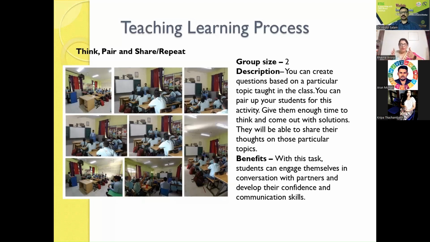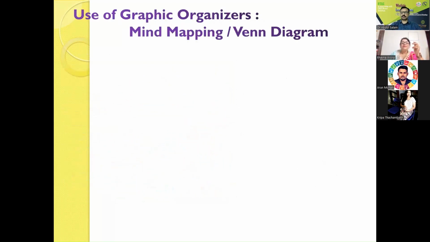With this, there's another activity that can be done, from twos to fours. So what can we do? Children who are sitting on the desks, they turn their faces. So from two, one pair discusses the same with the other pair. So that's how it goes on. This is another activity. One is think, pair, share. The other one is from twos to fours. So that can also be done to engage students creatively.